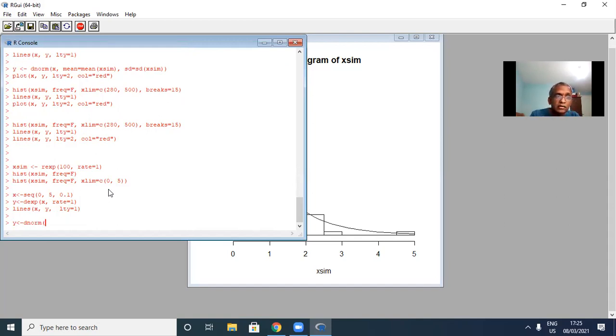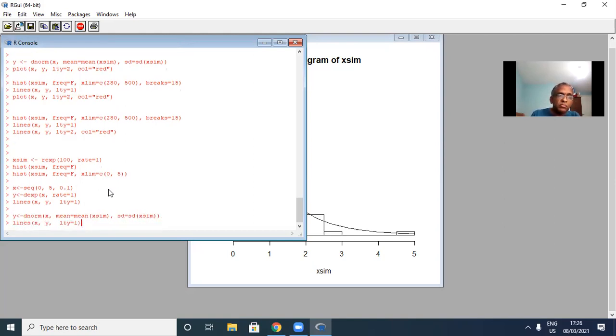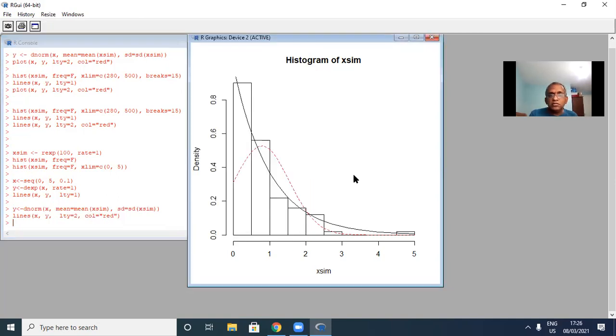You should do this. You should also plot on top of this the density of the normal with the mean equal to the mean of the simulated data and the standard deviation equal to the standard deviation of the simulated data, right? And with line type 2 and, say, color equal to red, this is what you get. You see, now the two curves are not the same.